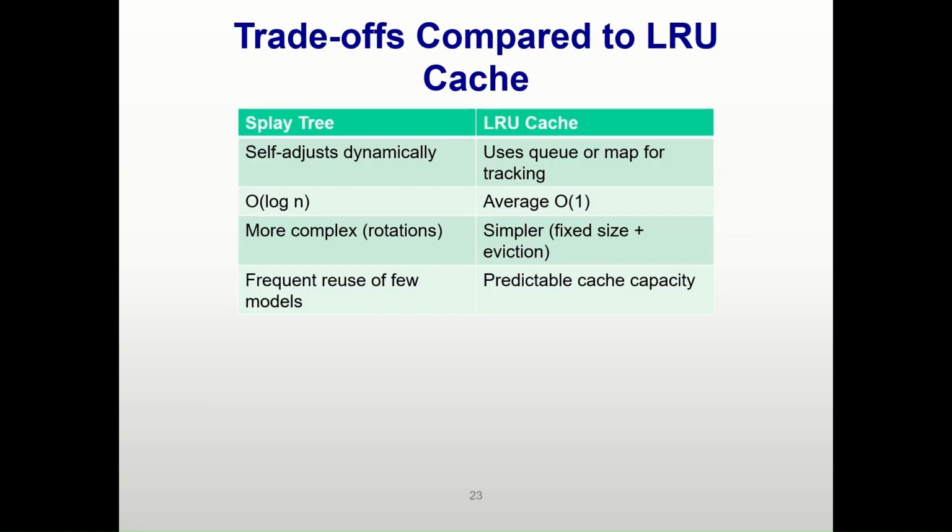What are the trade-offs compared to LRU cache? Splay tree self-adjusts dynamically, whereas LRU cache uses a queue or map for tracking. Since LRU cache uses a queue or map for tracking, it takes O(1) average time for memory access. It's simpler, with fixed size and eviction, but Splay tree is more complex as it rotates on every operation. LRU cache gives predictable cache capacity, but Splay tree suits frequent reuse of few models.